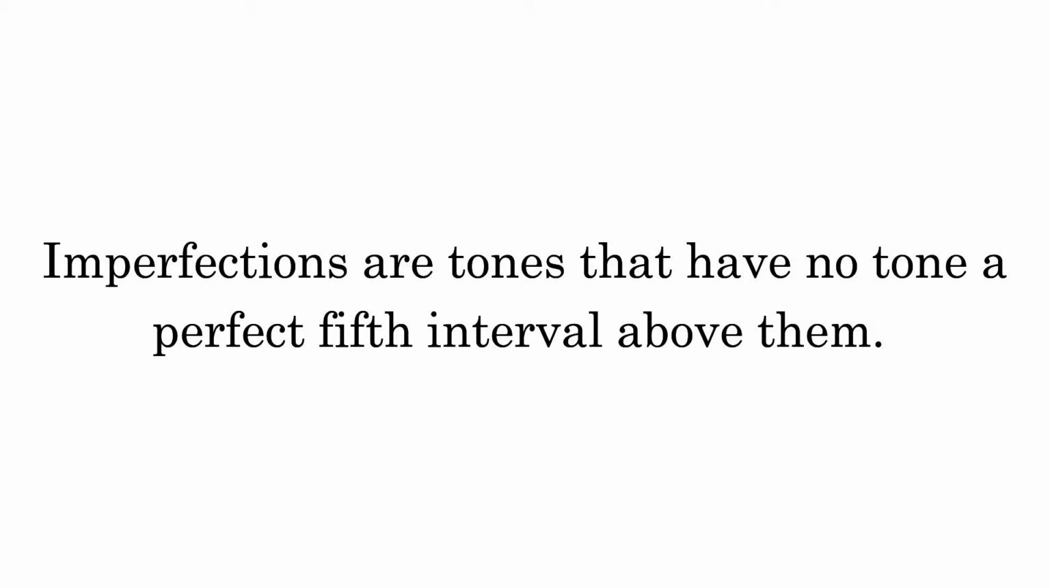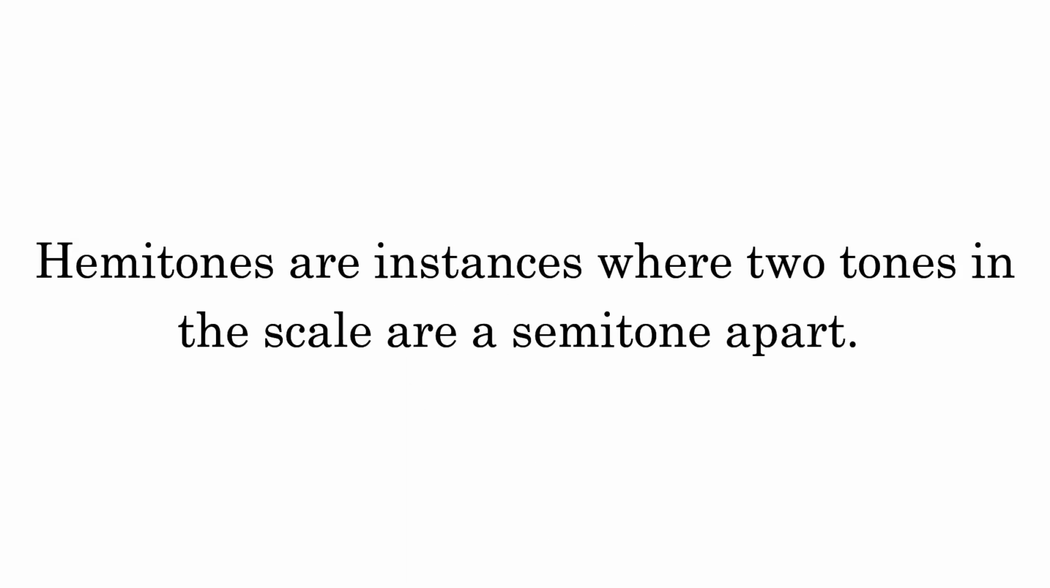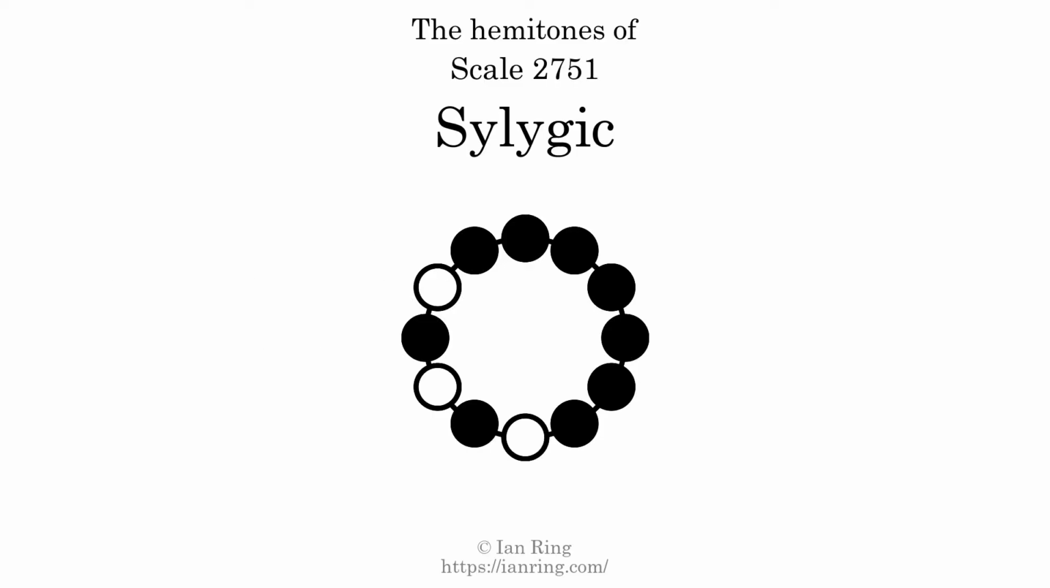Imperfections are tones that have no tone a perfect fifth interval above them. This scale has 3 imperfections. They are at positions here, here, and here. Hemitones are instances where two tones in the scale are a semitone apart. This scale has 6 hemitones. They are at positions here, here, here, here, here, and here.